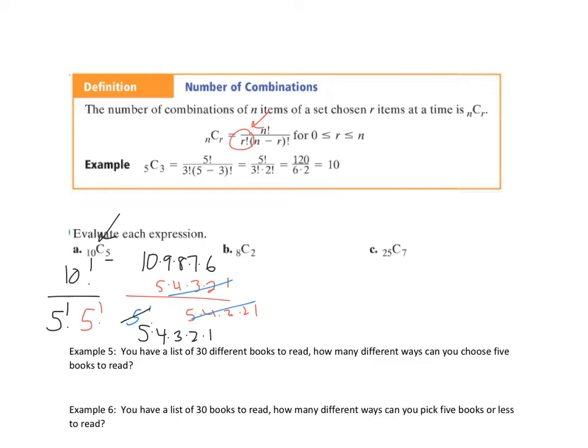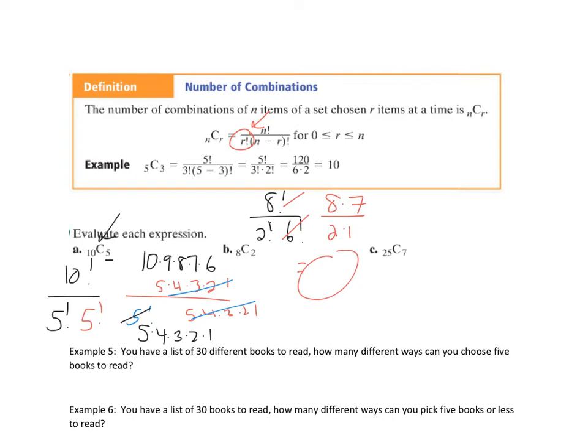Now let's do another one. So 8 factorial over 2 factorial, and the difference is going to be 6 factorial. So on the top, you're just going to be left with 8 times 7 because the 6 will cancel out, over 2 times 1. So 56 divided by 2.